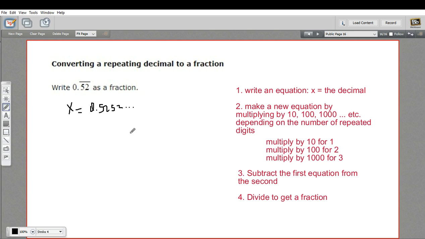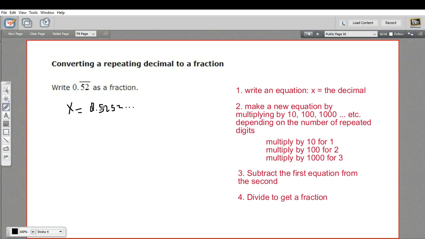Then we make another equation by multiplying this equation by, in this case, 100. You multiply by some power of 10, 10 or 100 or 1,000, depending on how many digits are included in the repeating part. We have 2 digits under this bar, so there are 2 digits that repeat, so we use 100. If it was just 1, we'd multiply by 10. If it was 3, we'd multiply by 1,000. If it was 4, we'd multiply by 10,000, but let's not go there right now. So we're going to multiply by 100, because we have 2 digits.